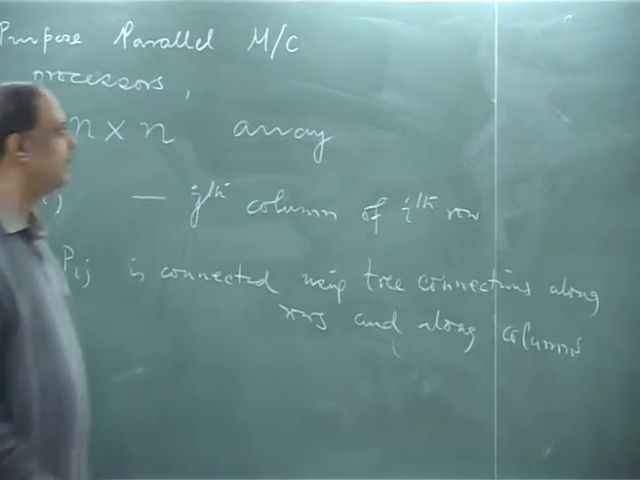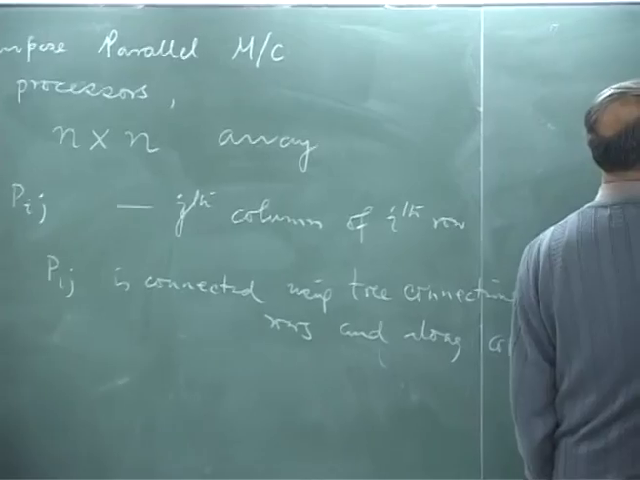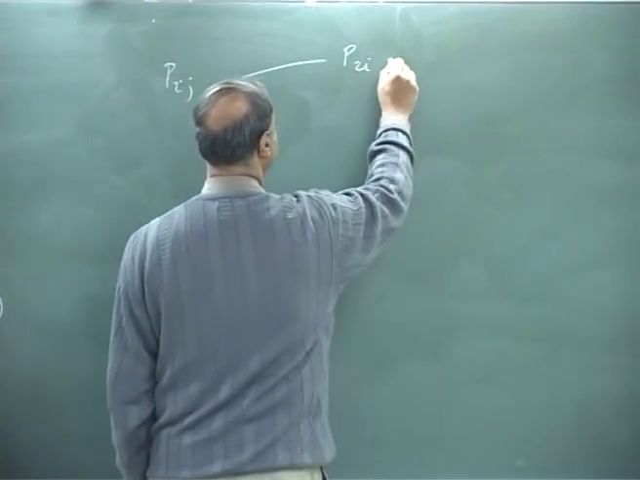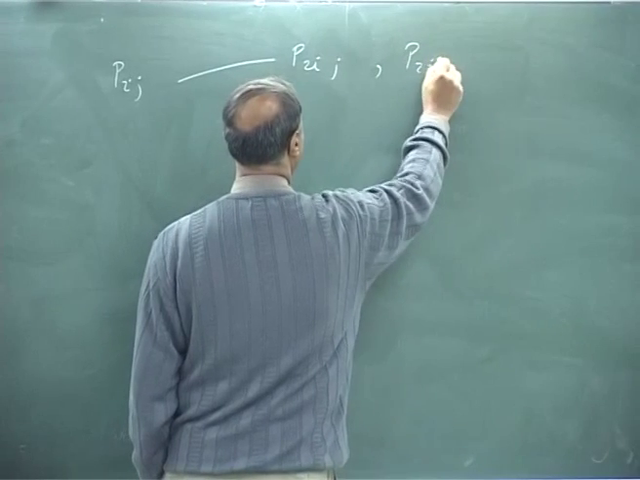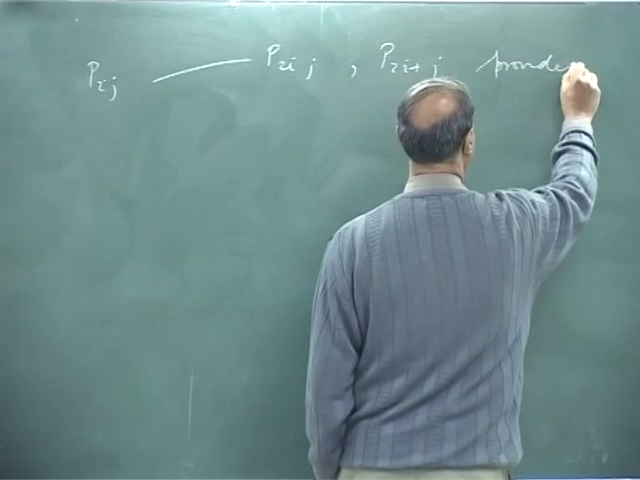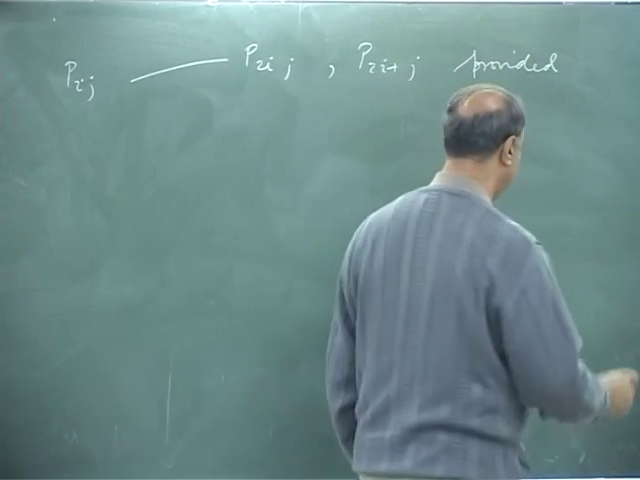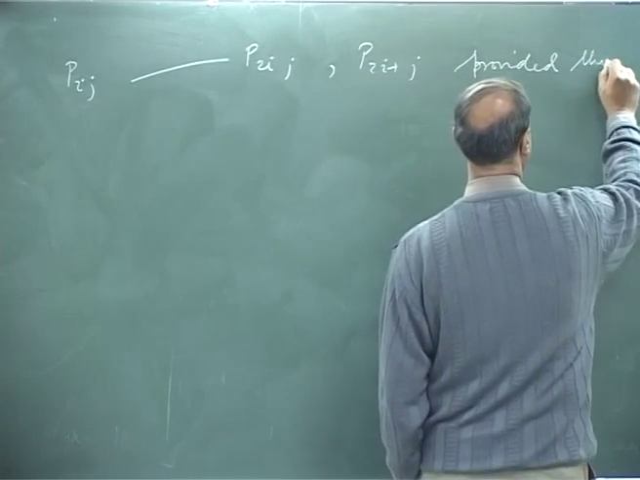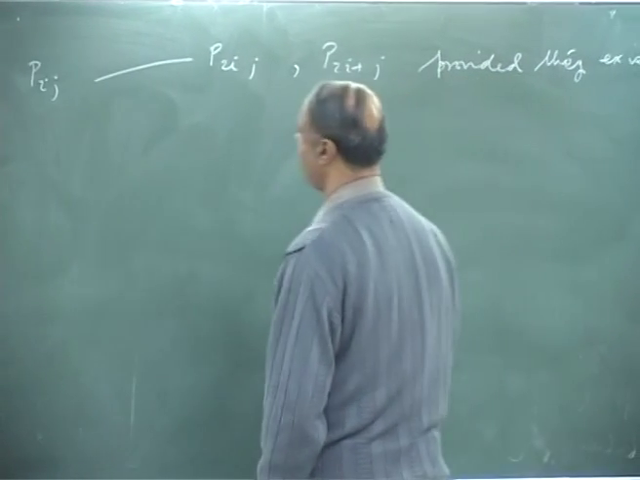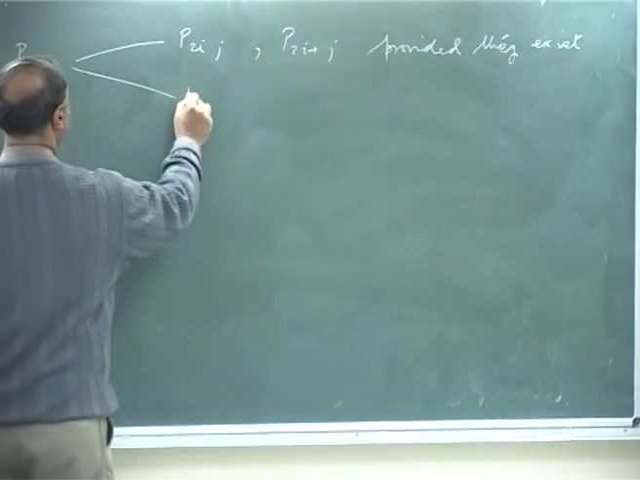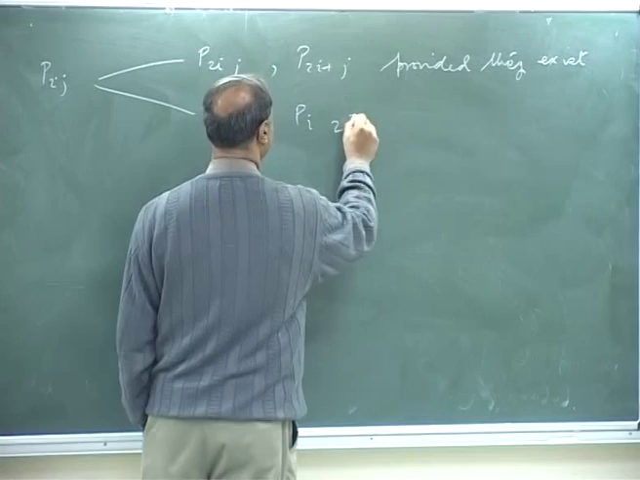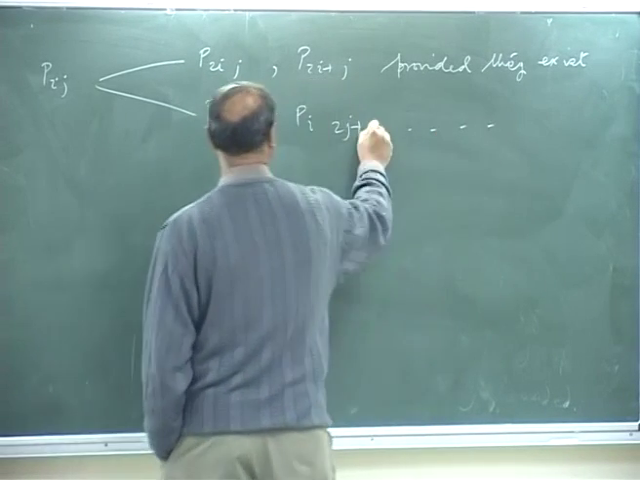What it means that Pij is connected with P2i j, P2i plus 1 j, provided they exist, and also Pi 2j, Pi 2j plus 1, provided they exist.